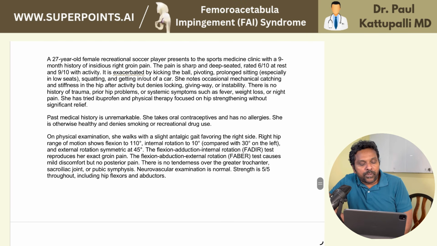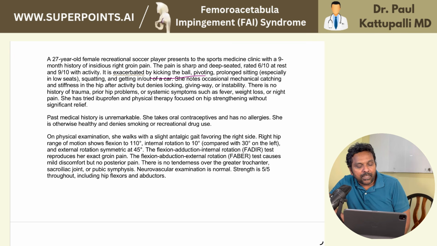A 27-year-old female recreational soccer player presents to the sports medicine clinic with a 9-month history of insidious right groin pain. The pain is sharp and deep seated, rated 6 out of 10 at rest and 9 out of 10 with activity. It is exacerbated by kicking the ball, pivoting, prolonged sitting, especially in low seats, squatting and getting in and out of a car. She notes occasional mechanical catching and stiffness in the hip after activity, but denies locking, giving way, or instability. There is no history of trauma, prior hip problems, or systemic symptoms such as fever, weight loss, or night pain. She has tried ibuprofen and physical therapy focused on hip strengthening without significant relief.